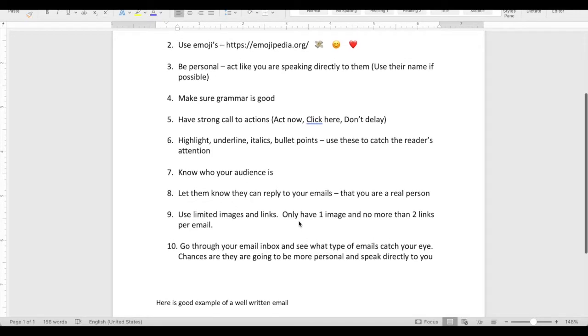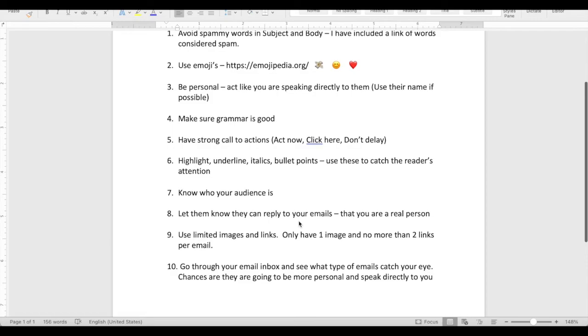Next one is use limited images and links. This is a couple things here. It's recommended to only have one image and no more than two links per email. The email service providers, the internet service providers, both of them, want to see that this is actually like an email from one person to another. If you don't have images, they think, oh, it's just a random email. But if you have an image, it shows a little personability.